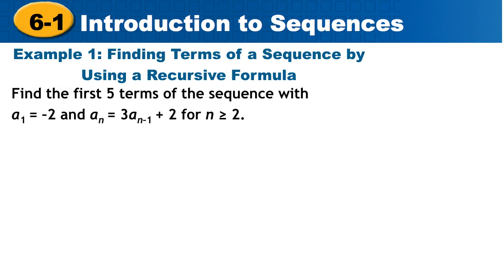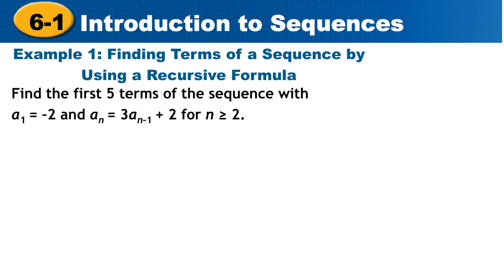So let's find terms of the sequence by using a recursive formula. Here we are given the first term of the sequence and we are given the formula. So here is a sequence where I have to know the previous term in order to figure out the next term on my list. The first term is given, the formula is given, and I'm asked to find the first 5 terms. So a sub 1 is given. I'm going to find a sub 2, a sub 3, a sub 4, and a sub 5.